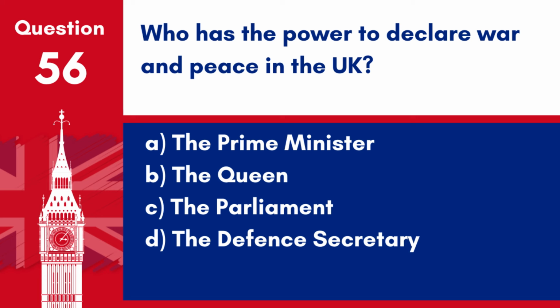A. The Prime Minister. B. The Queen. C. The Parliament. D. The Defence Secretary. Answer. A. The Prime Minister. The power to declare war and make peace, known as the royal prerogative, is exercised by the Prime Minister.